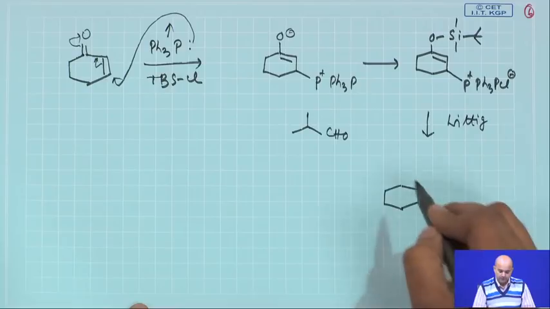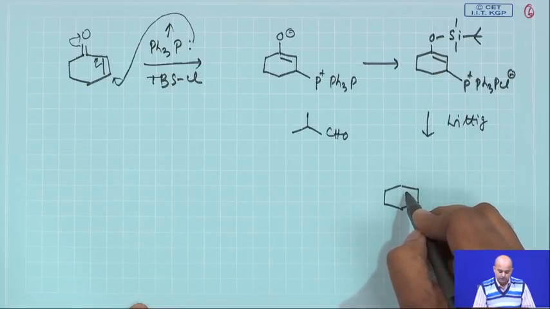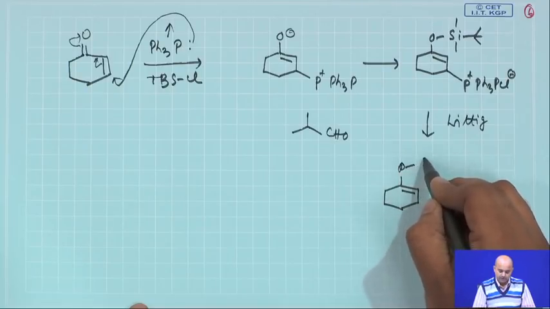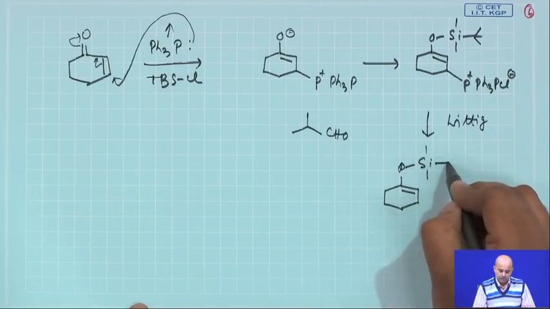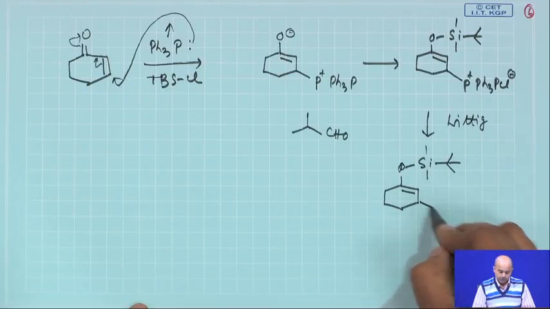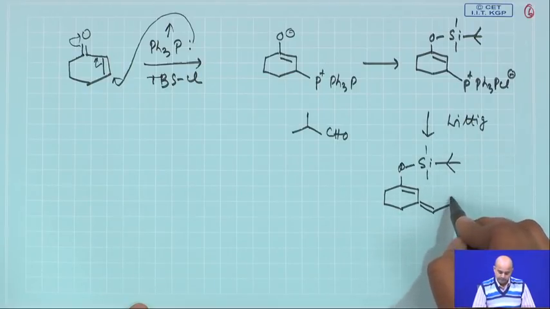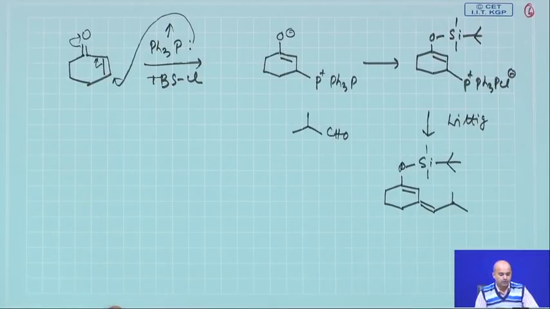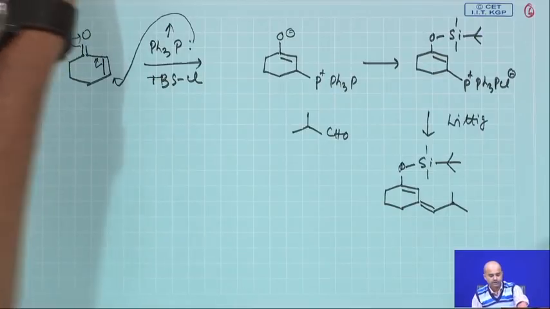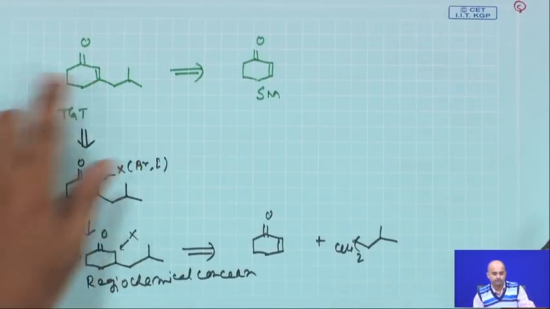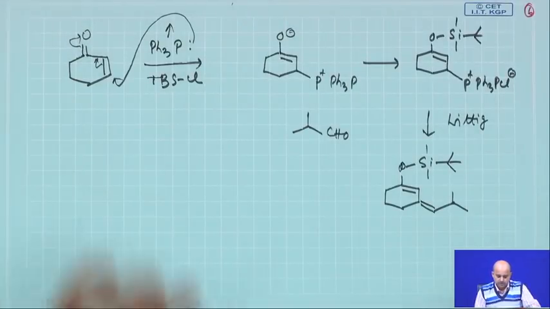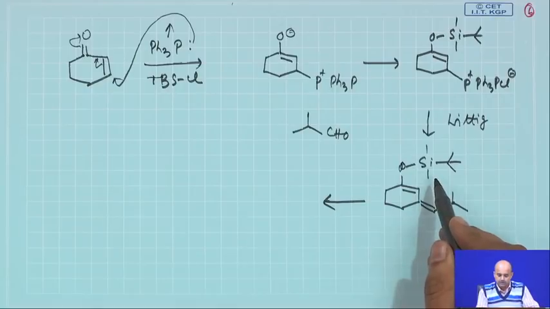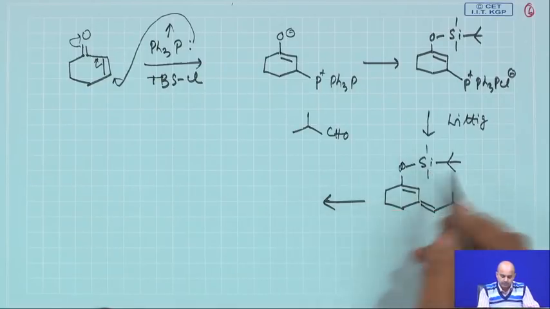Now, as I say, this is not a usual transformation, it is kind of an unusual thing, but still it gives you a very nice approach. So, now we are basically making this compound. Okay. Now, try to correlate with this target, the target was basically this. So, this enol silyl ether now needs to be hydrolyzed, because in the final target the silyl ether is not there. So, what do you do?